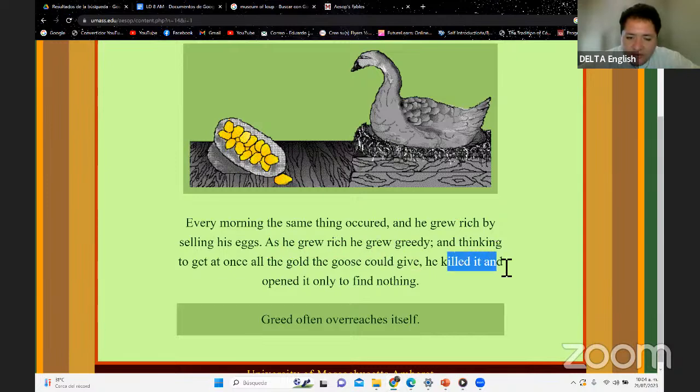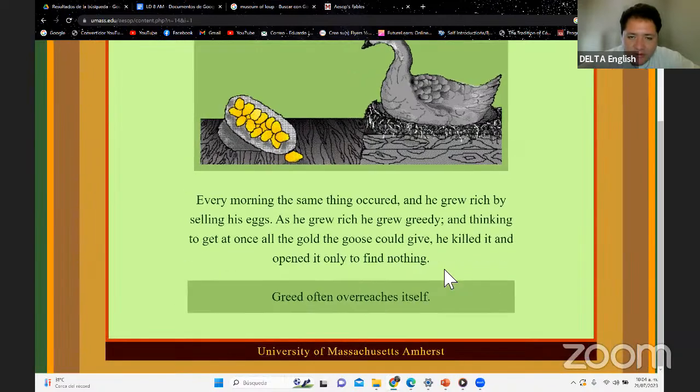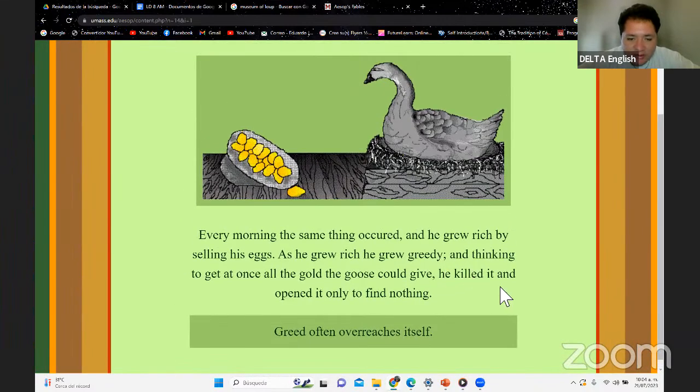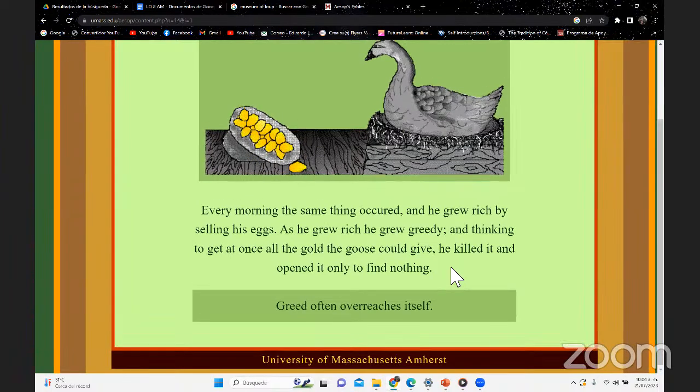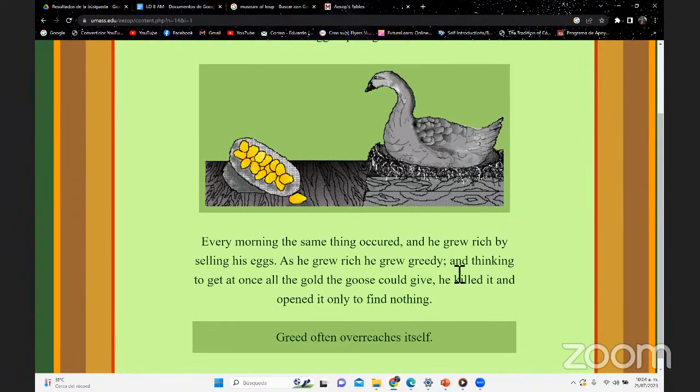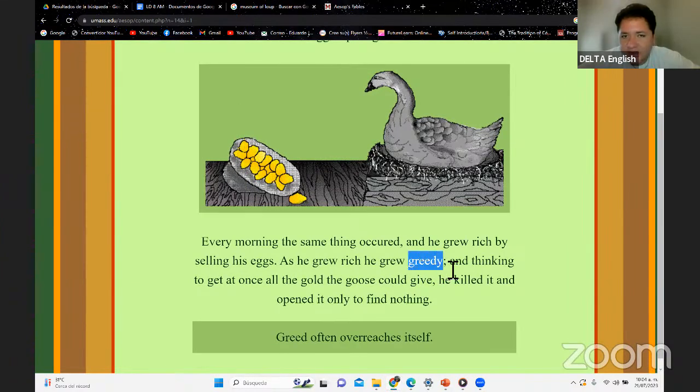A simple puzzle, this, right? Okay, so it says that he killed the goose and opened it only to find nothing. Okay, what's the meaning of the word greedy? Greedy is ambitious, but in a bad way.